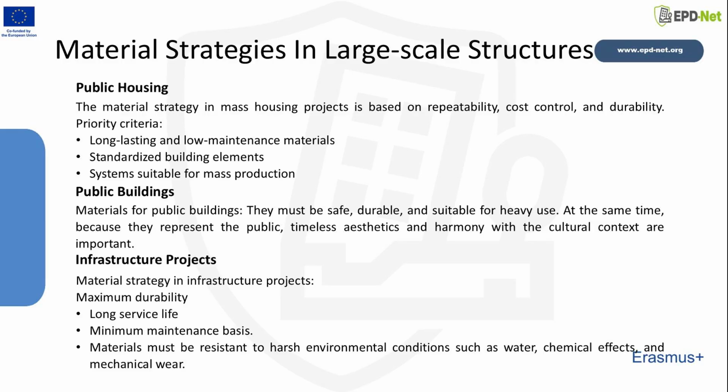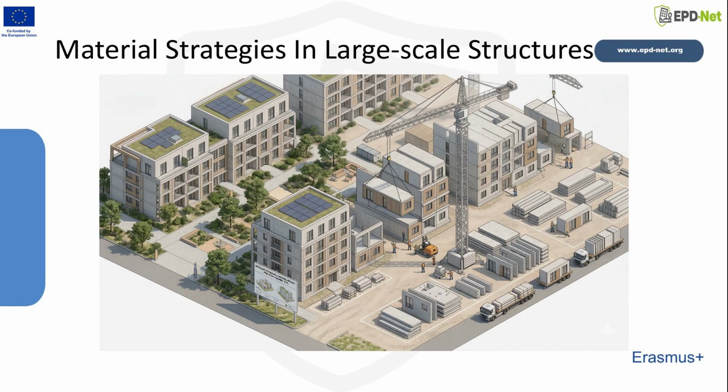Public buildings, such as schools, hospitals, and governmental facilities, must combine structural safety with symbolic representation. Materials in public buildings often convey permanence, reliability, and institutional identity. Infrastructure projects, including bridges, transportation hubs, and water systems, demand maximum durability and resistance to environmental stresses. Materials must withstand mechanical wear, chemical exposure, and climatic variation.